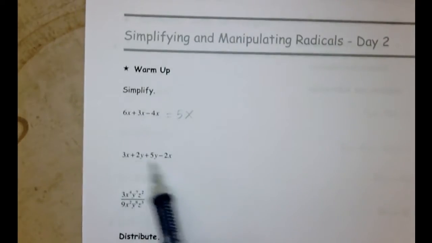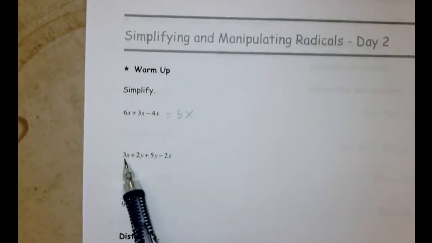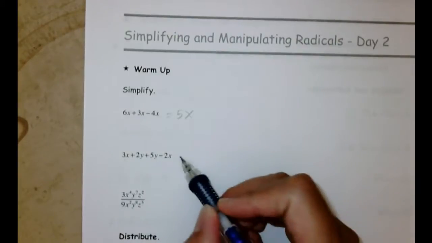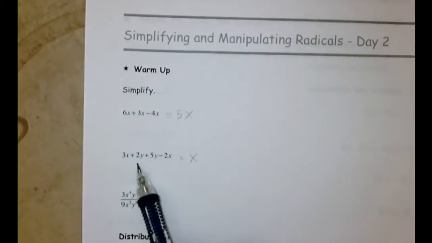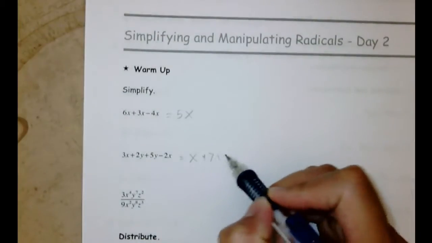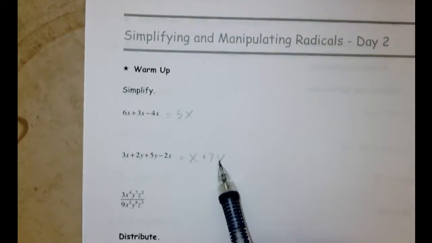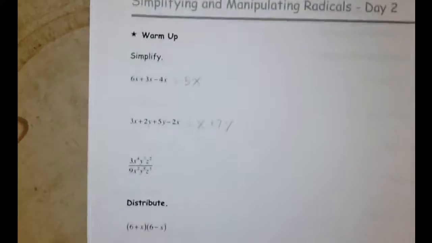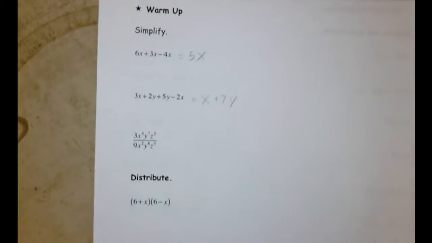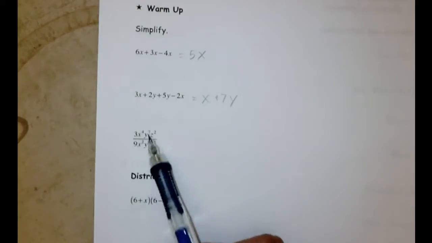This one you have to combine x and y. So 3x minus 2x is x, and 2y plus 5y is 7y, but you cannot combine x and y because they are different variables.